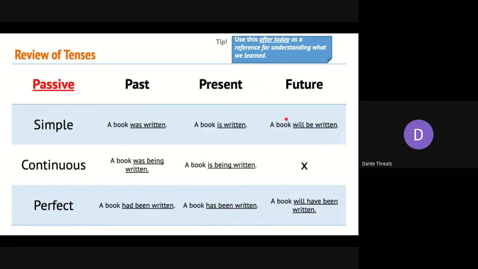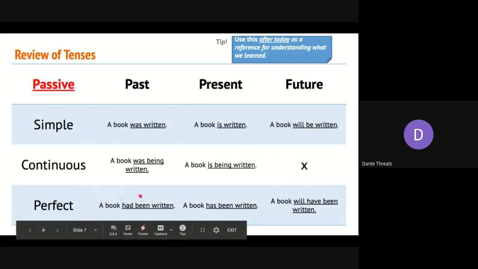Okay. Same here in the continuous. A book was being written. A book is being written. And there is no future continuous, of course. And third, a book had been written. A book has been written. A book will have been written. Okay.